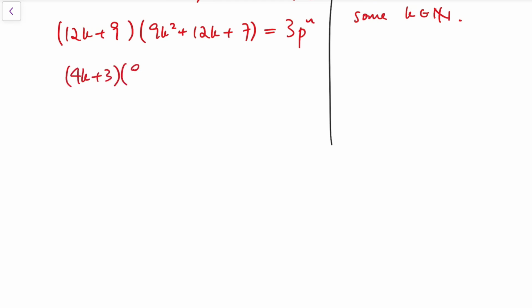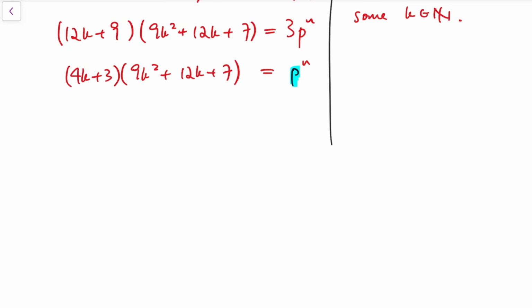So simplifying by dividing both sides by 3, we have (4k plus 3) times (9k squared plus 12k plus 7) equals p to the power of n. Now notice that for each part of the product on the left, 4k plus 3 and 9k squared plus 12k plus 7, given that k is a positive integer, they are both larger than 1. So that means each of them should also be a power of the same prime number, p.